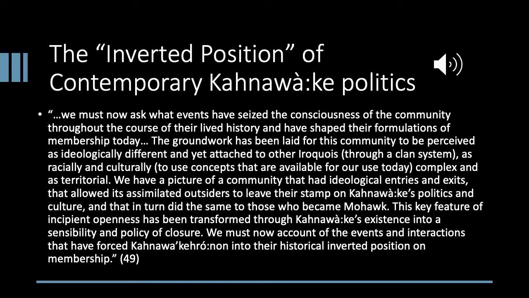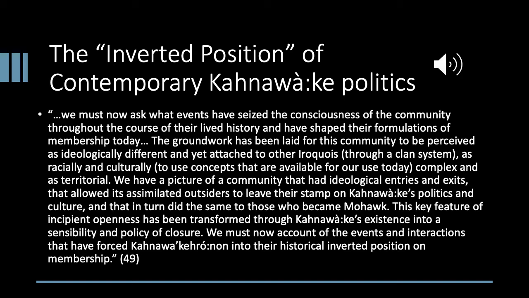So in the last quote, Simpson is arguing that the way the problem is framed in terms of cultural loss is actually problematic, and we need to focus on land loss and the loss of governmental power, sovereignty. Here, in this quote, Simpson articulates what she calls a historical inverted position on membership. This is really the organizing problem of the chapter. This is the question that organizes the chapter as a whole.